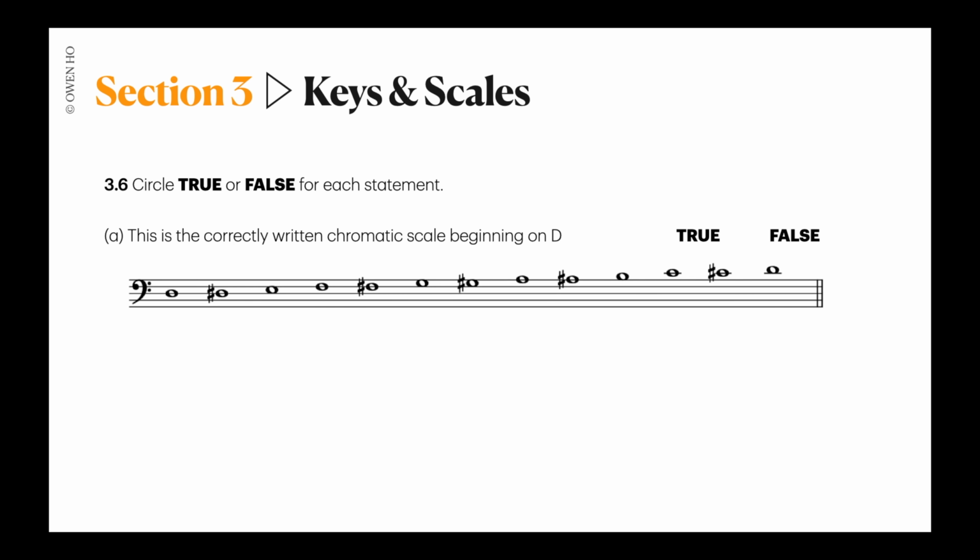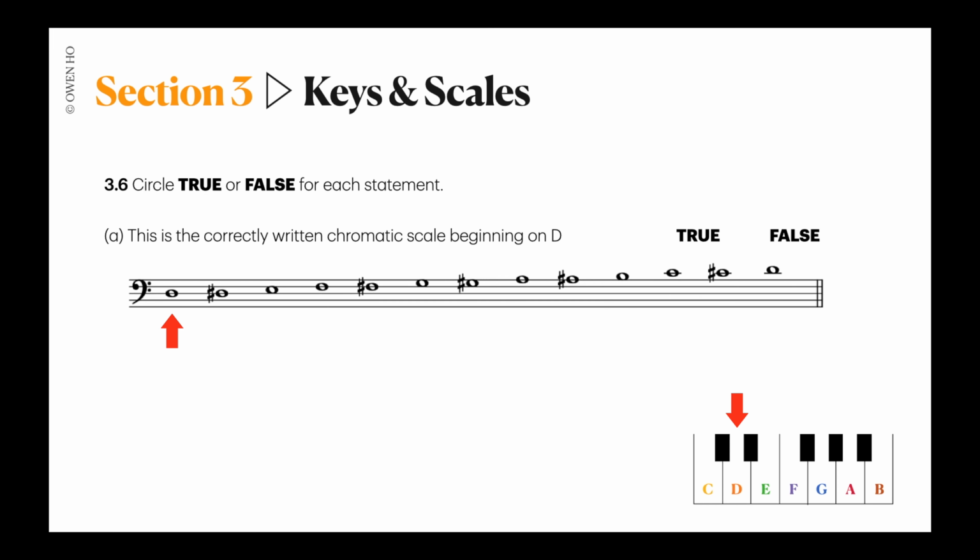To do this question, it will be easier if we take out our little keyboard here. By definition, a chromatic scale is a scale that covers all the semitones in an octave. In this case, we start with the D in the bass clef, which means this key on the keyboard. And for this to be a correctly written chromatic scale, we should check it against the keyboard to ensure that all the semitones are covered.